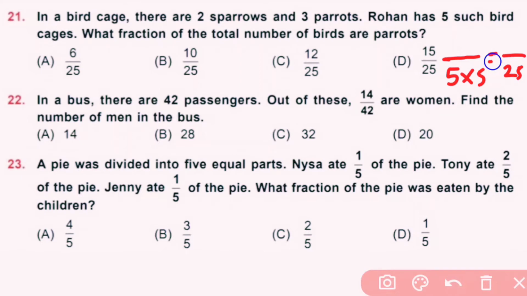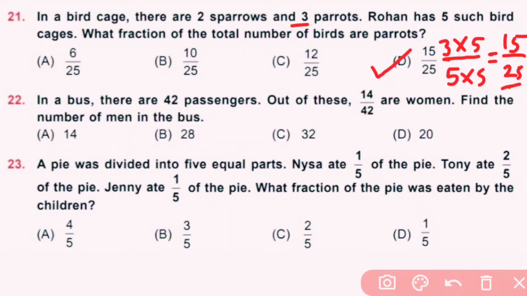And in one cage there are 3 parrots. So in 5 cages how many parrots will be there? 3 into 5 means 15. So in 5 cages there are total 25 birds and out of 25, 15 will be parrots. So the fraction will be 15 by 25. So D is the correct answer.